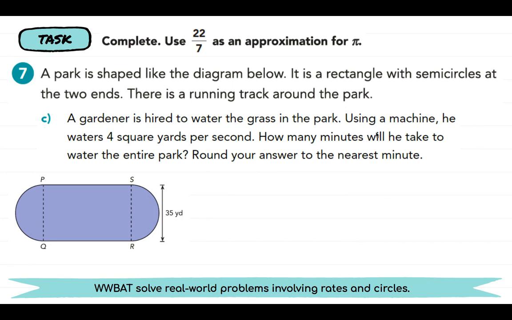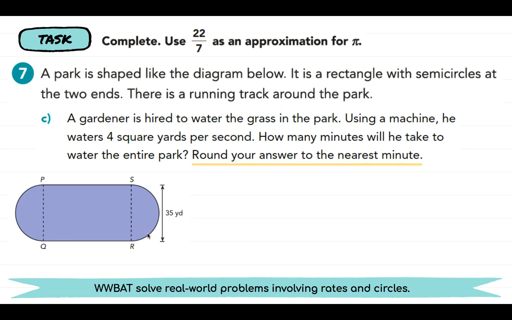For part C, a park is shaped like this diagram below, and a gardener is hired to water the grass in the park. Using a machine, he waters 4 square yards per second. How many minutes will he take to water the entire park? Round your answer to the nearest minute. Now, because he has to water the grass on top and cover the area, you have to find the area of this park first.